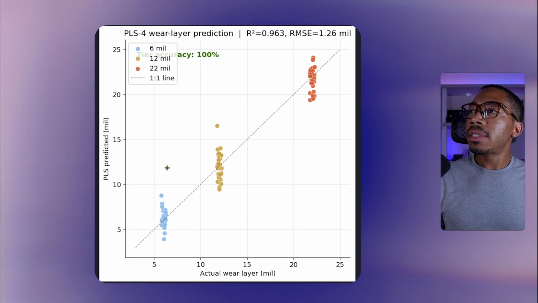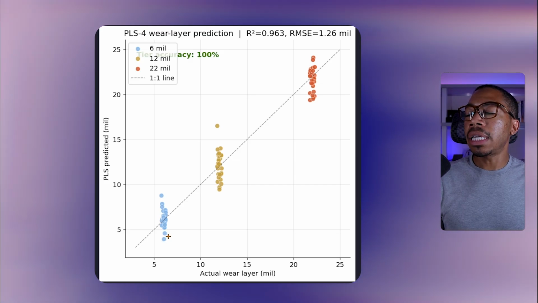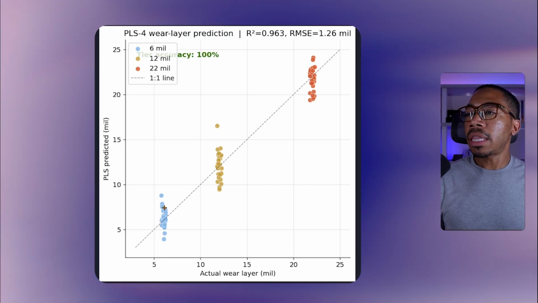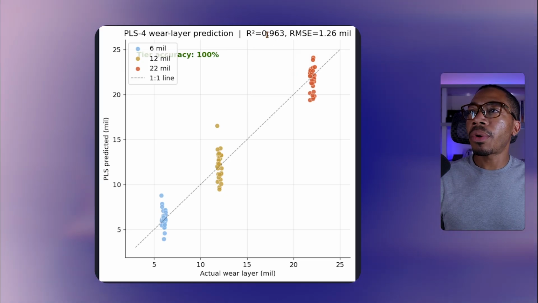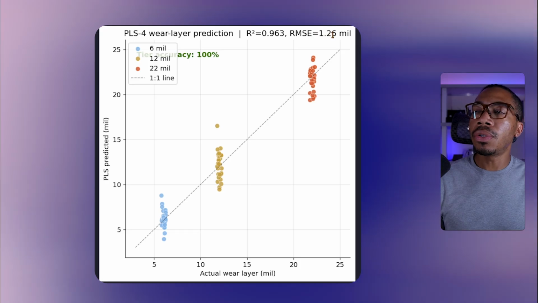When we apply this with 4 features, we actually have really great accuracy of the wear layer. We see that the blue, gold, and orange are really well separated. We have an R squared of 0.96 and a root mean squared error of 1.26 mil. So with the wear layer taken care of, what do you think about classifying the different types of hardwoods? In this study, we had fir, mahogany, oak, particle board, pine, and poplar.